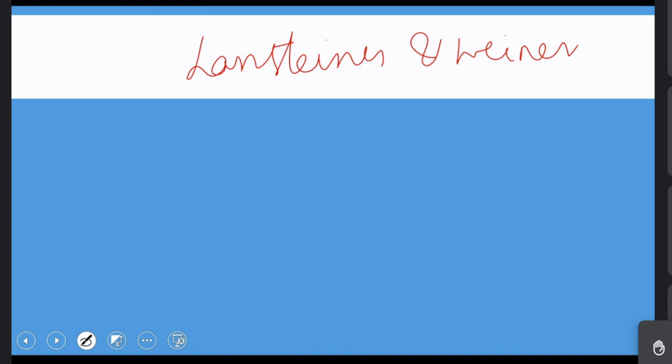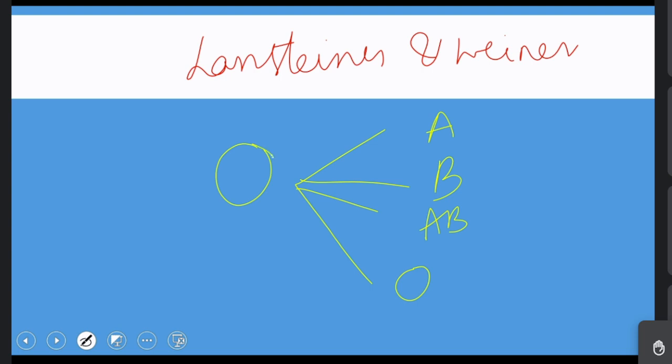You tell me. I'll draw the picture here. There are four individuals: A, B, AB, and O. Is the O group individual having any antigen? No, sir. So when no antigen is present, whether antibody is present or not is immaterial. So he can donate blood to all of them. Hence we call them universal donor.